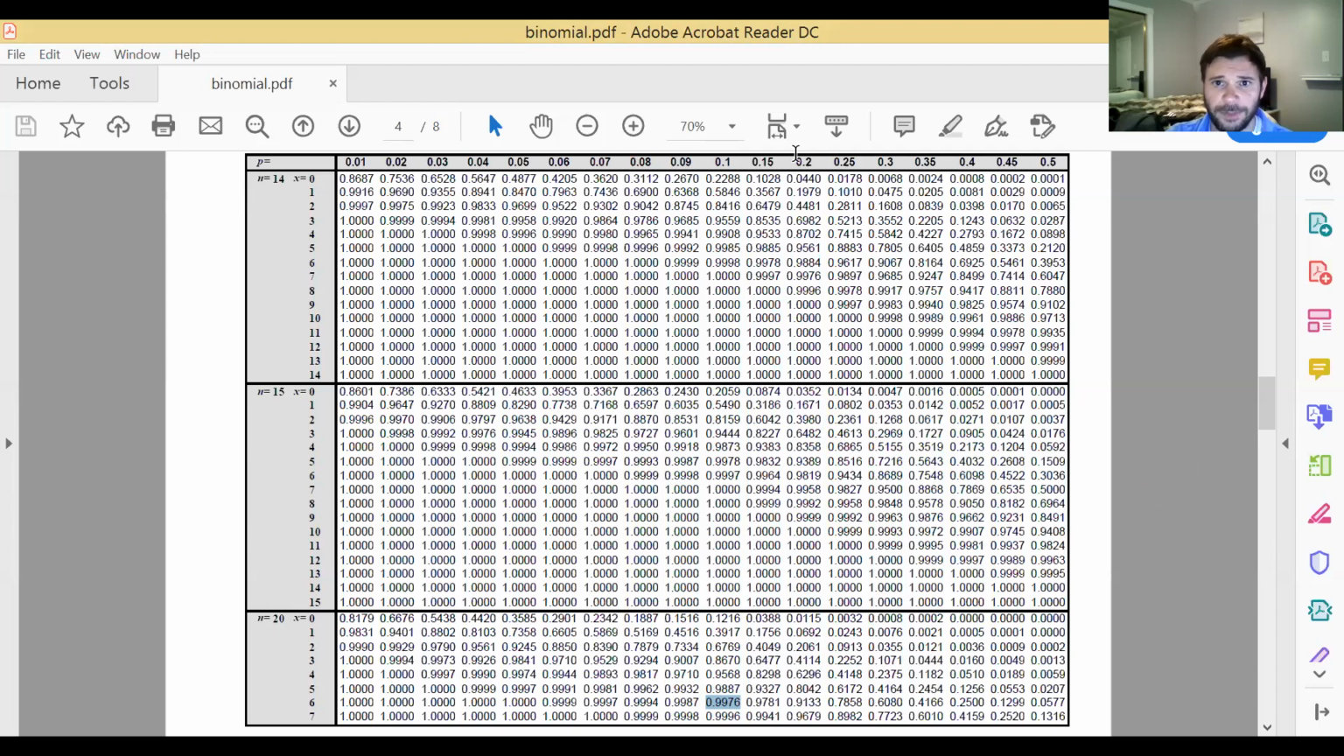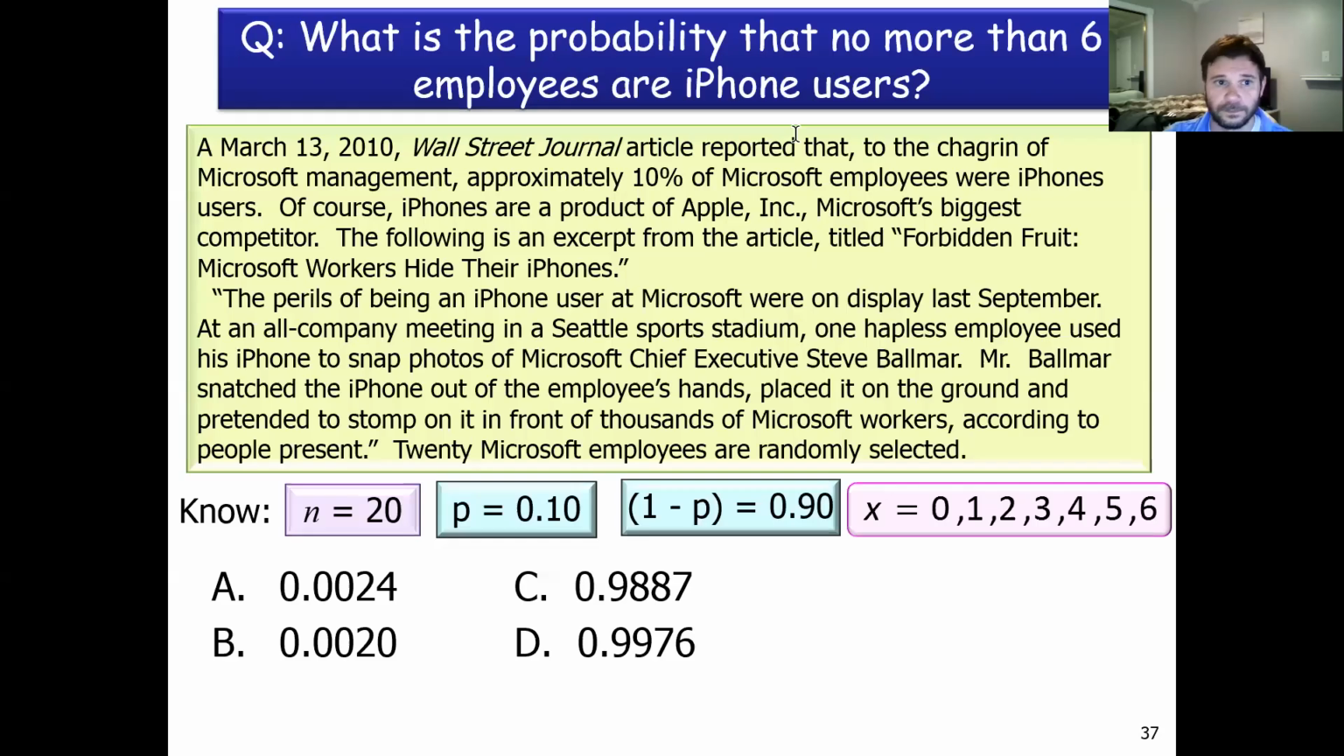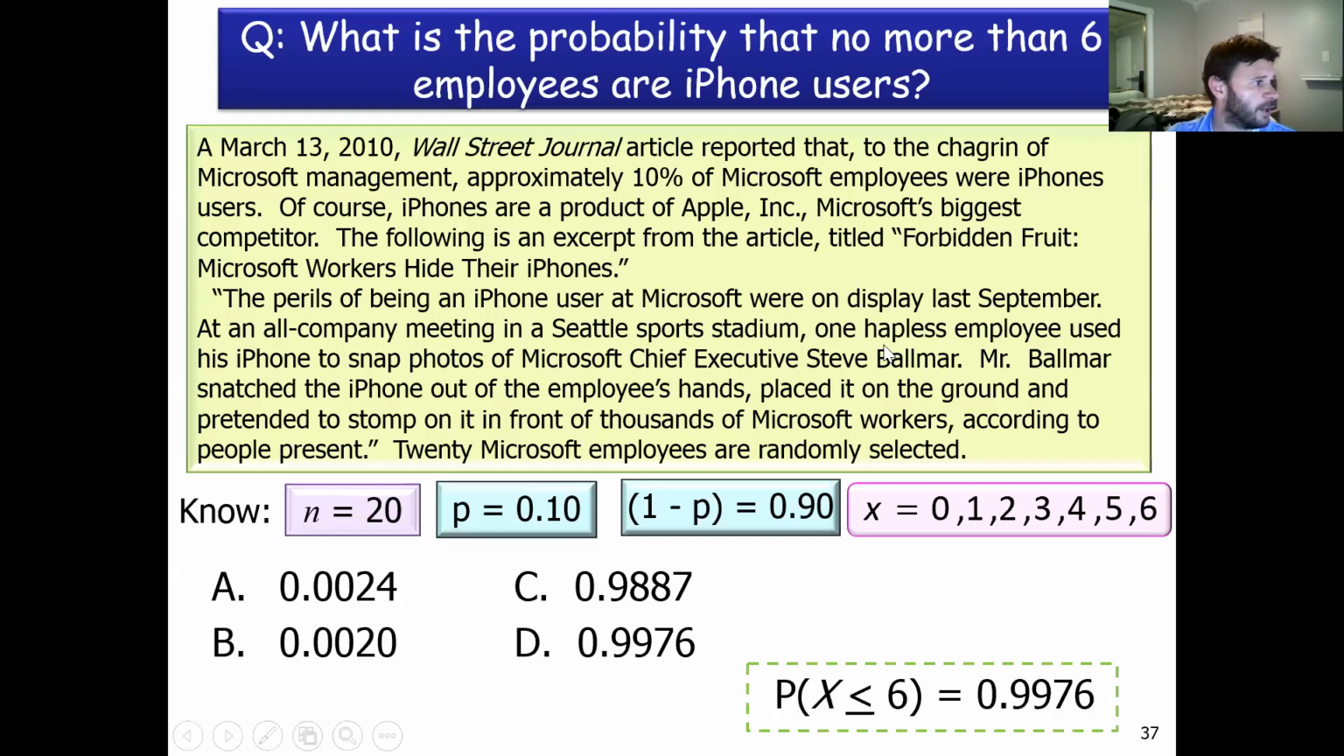All right, so let's jump back to the slides here, and we'll go ahead and answer that question and move on to the next. Back on the slide here, we found that probability 0.9976, so we are in good shape, which is choice D. Okay, next question we're going to look at.